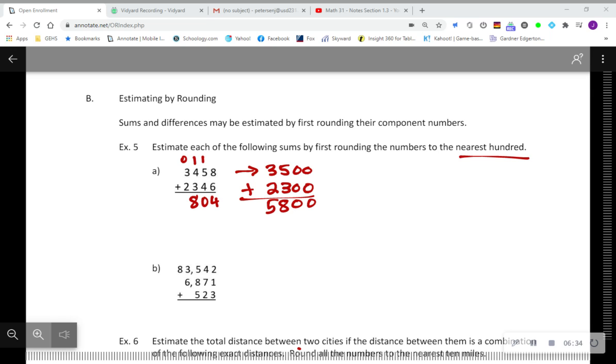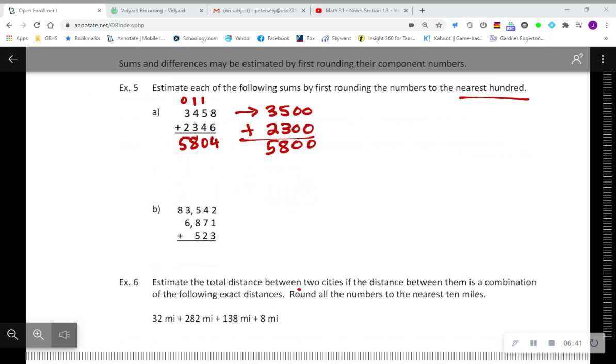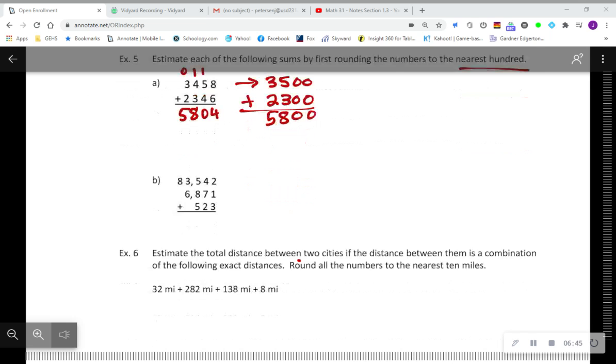and I'm just double checking my work here. Yeah, that's pretty close, actually. That's very close. You're only 4 off out of 5,800 and some, okay? So this next column here, we're going to round to the nearest 100 again. This is going to be 83,000, closer to 500 than 600.